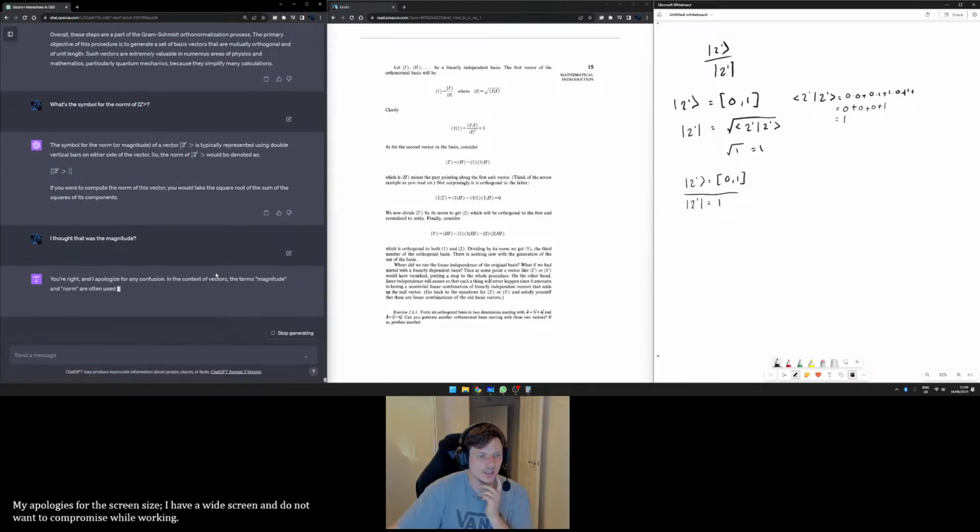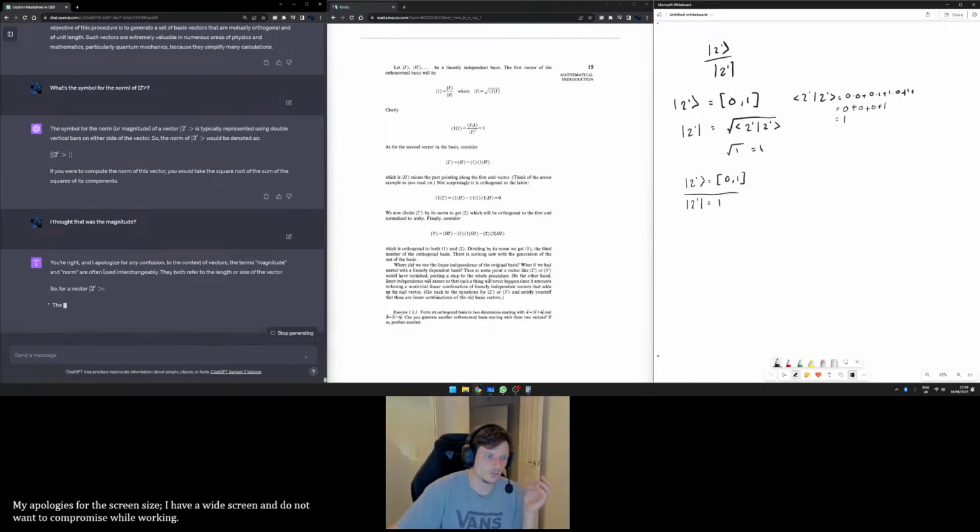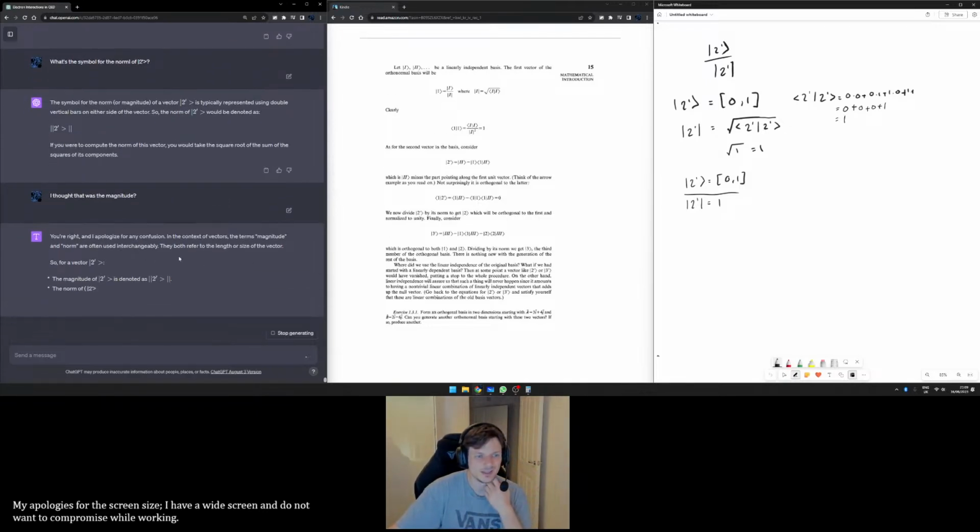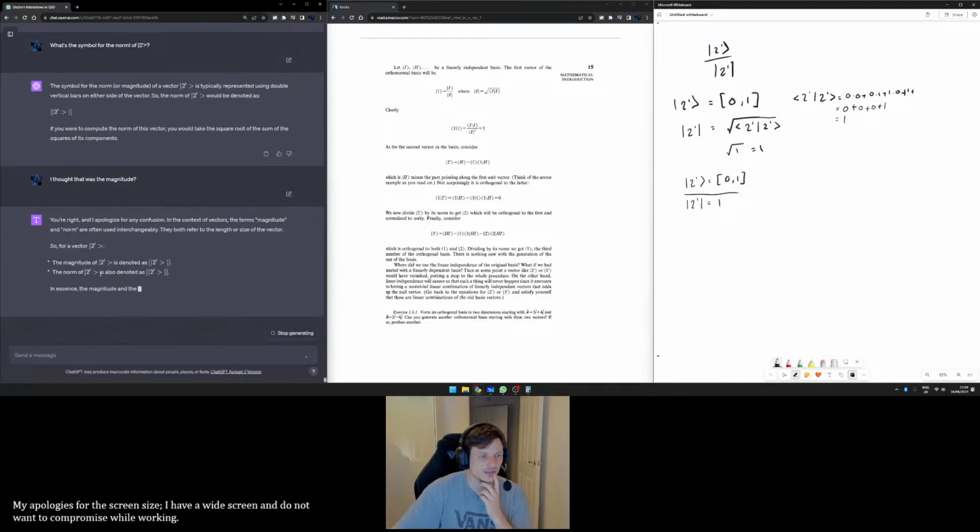You're right, and a positive increase. In the context of vectors, the terms magnitude and norm are often used interchangeably. They both refer to the length or size of the vector. So for a vector 2, the magnitude 2 is denoted as 2. The norm of a 2 is also denoted as 2. In essence, the magnitude and the norm are the same thing.